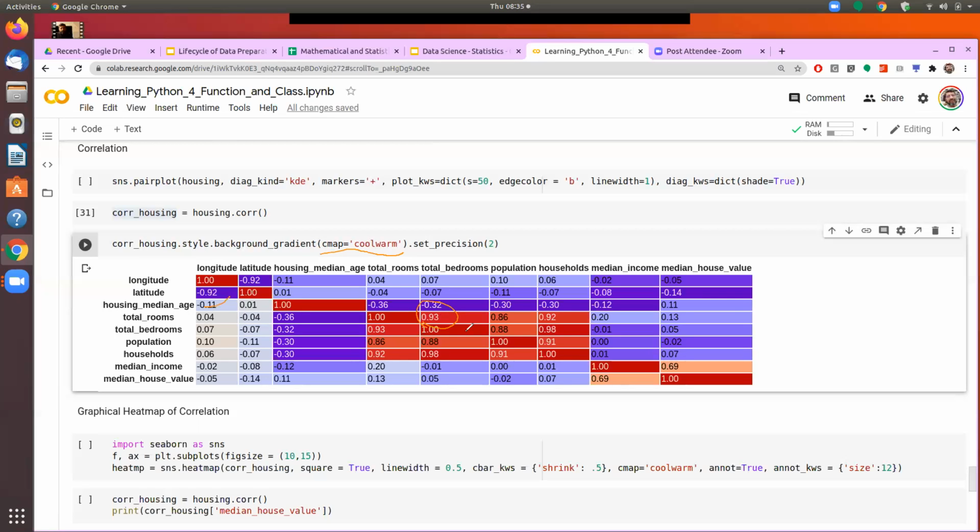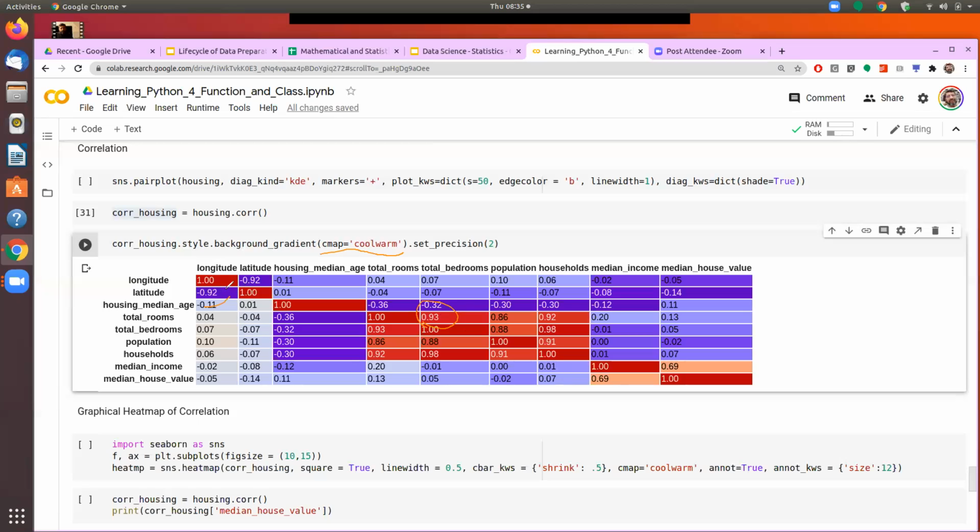Other high numbers on the negative side, there is none. So I can find out very easily the positive correlations. These 1s, I need to ignore because these are the correlation with oneself. Otherwise, I have high correlation between latitude and longitude.